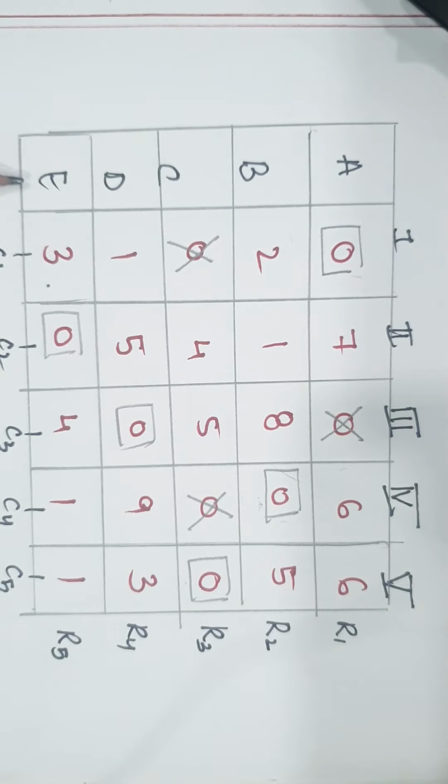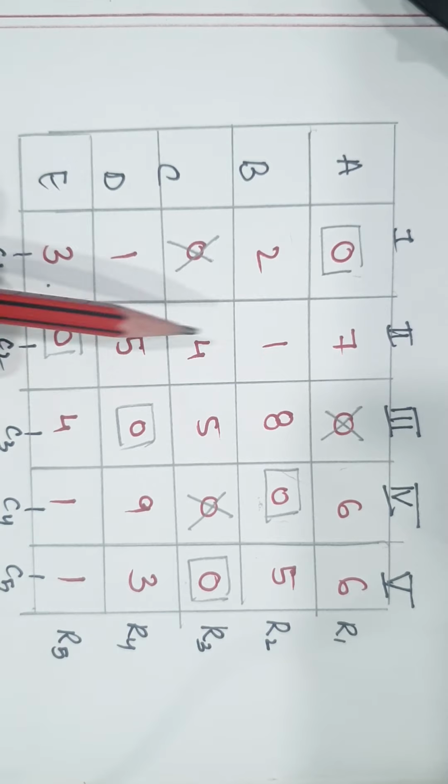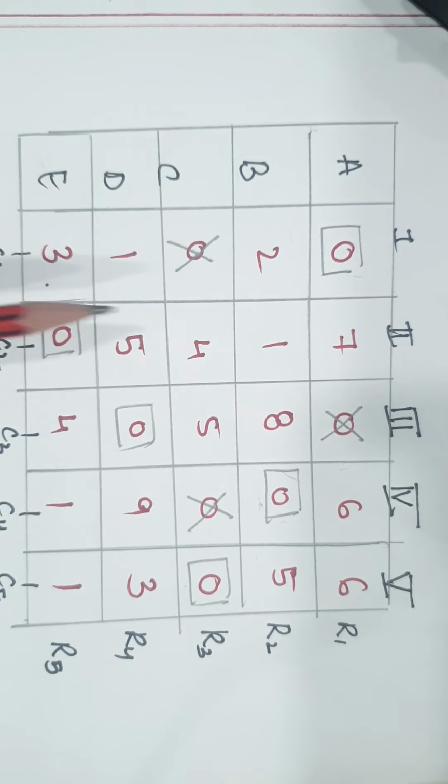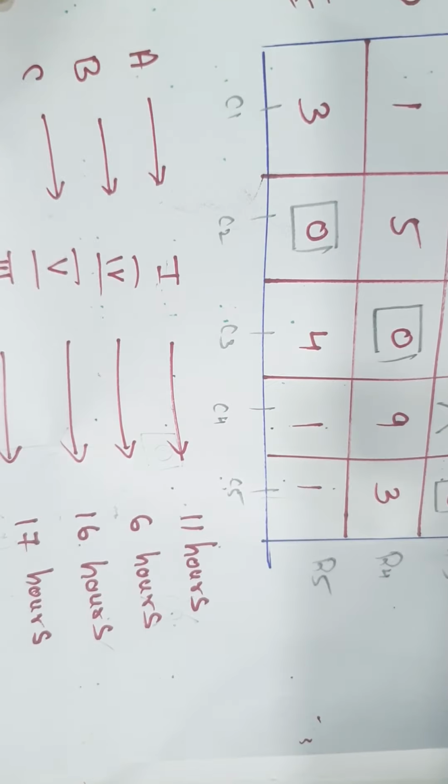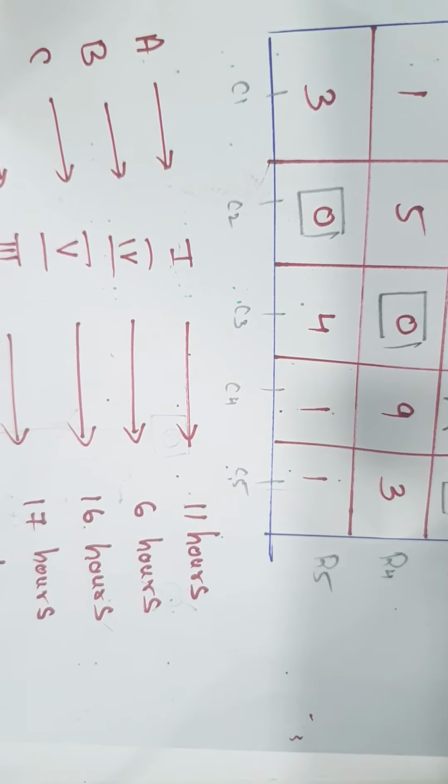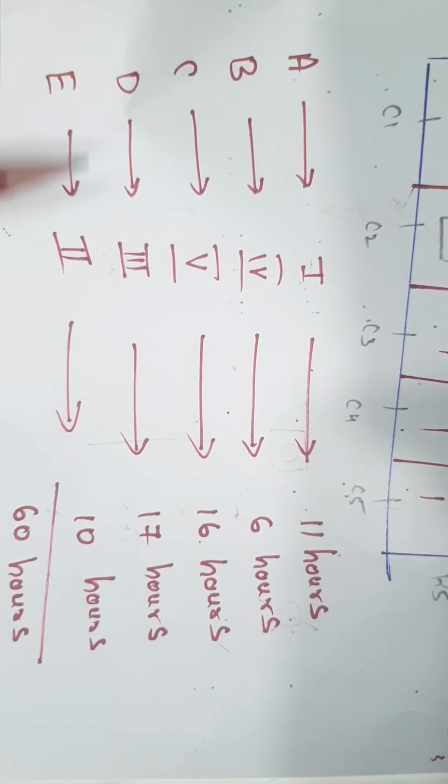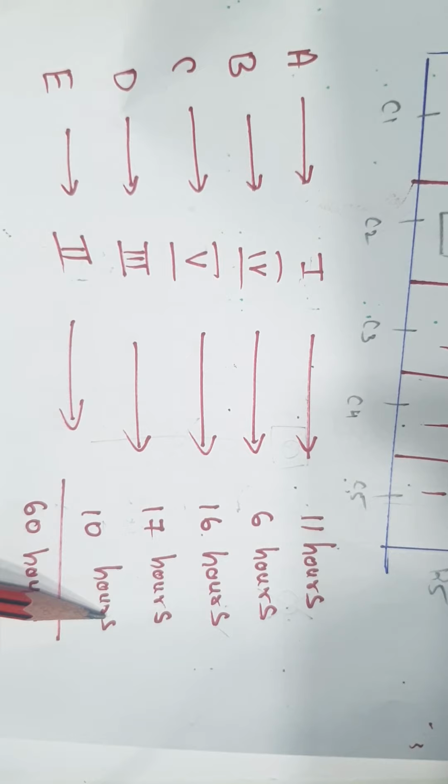Then the last one, E. E is assigned to machine 2. How many hours? 10 hours.